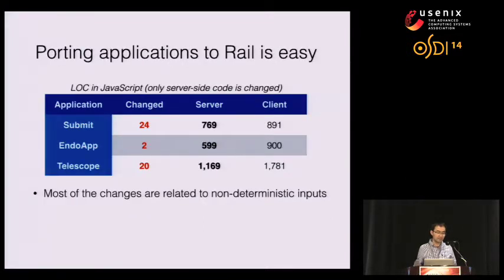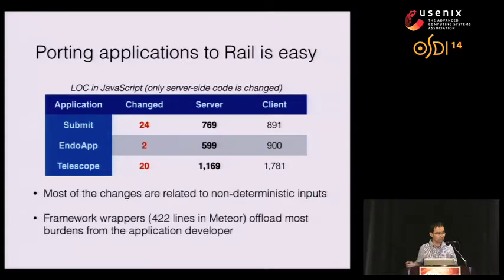First, let's look at the effort of porting applications to Rail. As we can see here, for all the 3 applications, Rail requires only less than 25 lines of code change. And most of the changes are related to non-deterministic inputs. Rail could achieve this good result because the framework wrappers actually offload most of the burden from the application developer. In our Meteor prototype, we changed about 400 lines in the framework, which are shared among all the 3 applications.